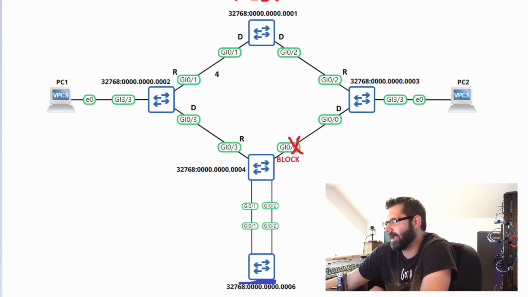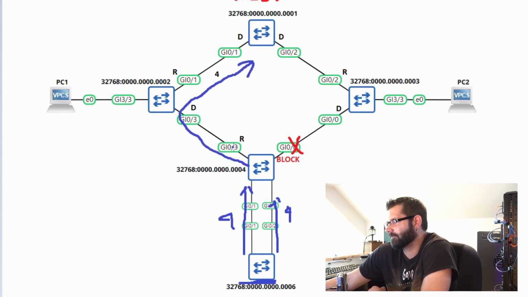So, okay, let's go through the process. Lowest cost path to the root bridge: well, 4 and 4, so going this way or this way is 4, and then here, 4 more is 8, and then 12. So 8 and 12. So we have a tie as far as the cost to the root bridge.